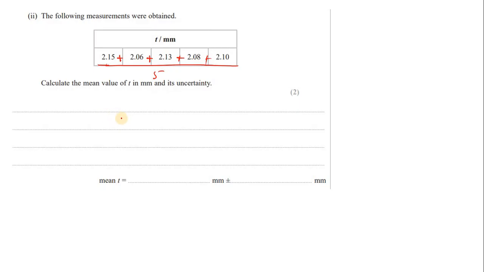So your answer will be 2.104, or the mean T will be 2.10 millimeter.